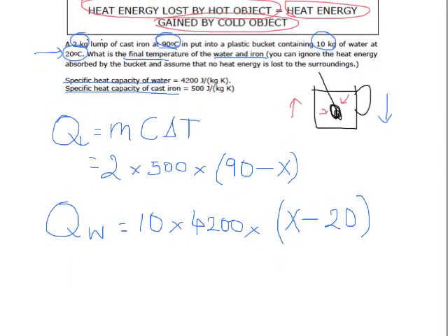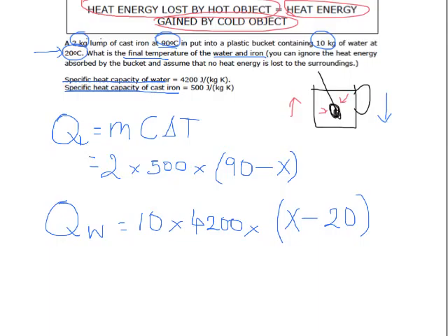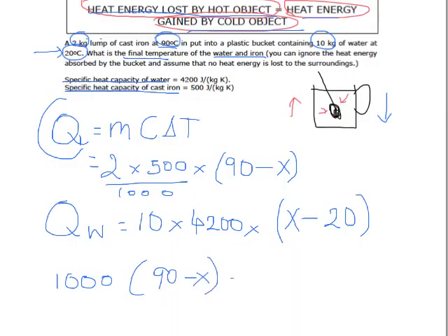So if now we have a look at this equation, again, heat energy lost by the hot object, by the cast iron, becomes heat energy gained by the cold object. So we can put these two equations together. 2 times 500 is 1,000, so 1,000 times (90 minus X) equals 42,000 times (X minus 20). The rest is just algebra.